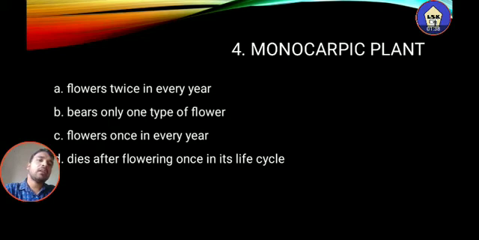Flowers twice in every year, so they are not called monocarpic plants. Bears only one type of flower, unisexual. Flowers once in every year: annual, perennial. They produce flowers once in every year, particularly the perennial seasonal breeders. And dies after flowering once in its life cycle. Bamboo is an example. Such plants, which produce flowers only once in their lifetime, are called monocarpic plants. So the answer is option D. Option D is the right answer to question number 4.